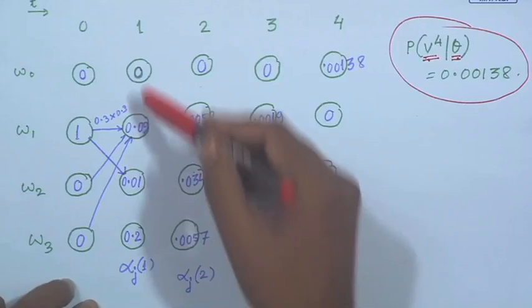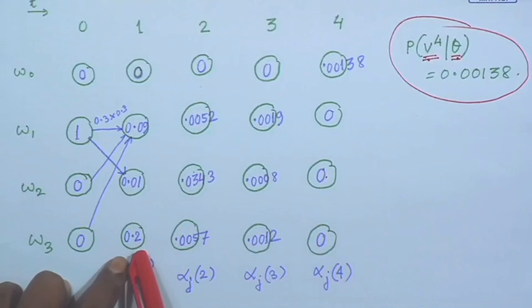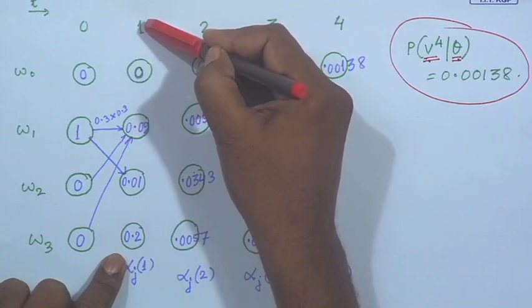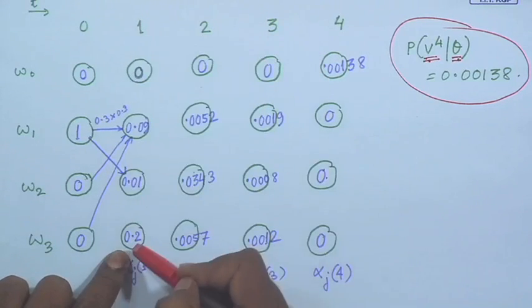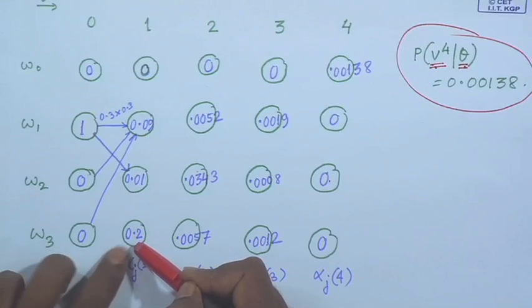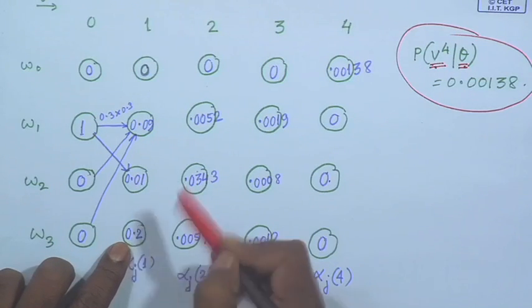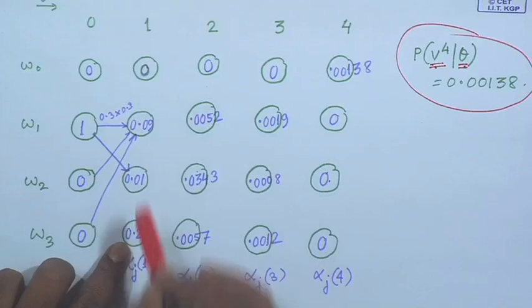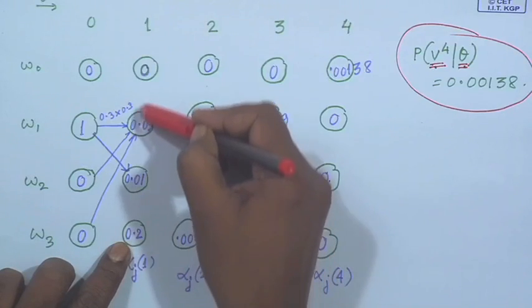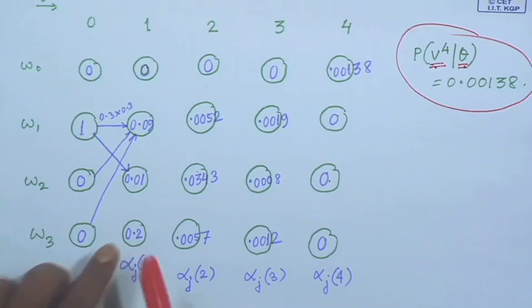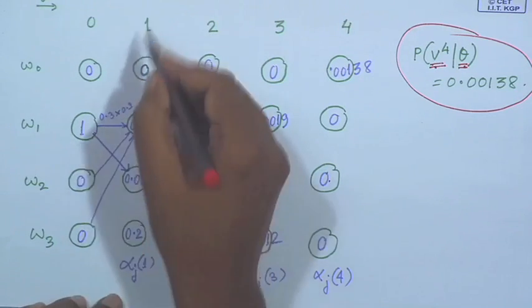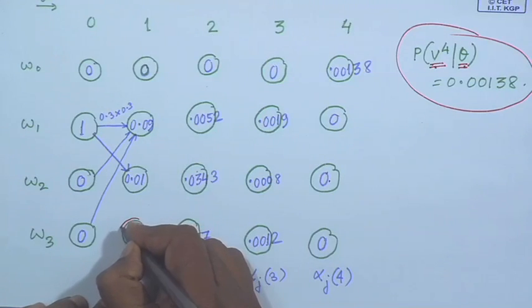Because when you come over here, the most probable state in which the machine can be at t equal to 1 is 0.2, because the probability that the machine will be in state omega 3 after generating the first symbol is 0.2, whereas the same probability for other states is less than 0.2. So, I can say that in time step 1, this is the most probable state.